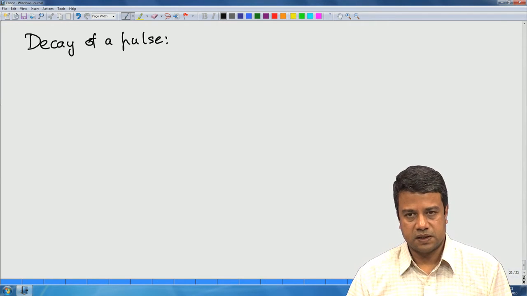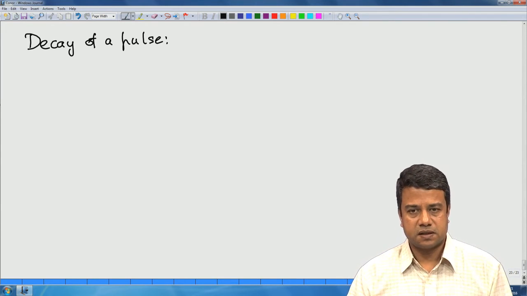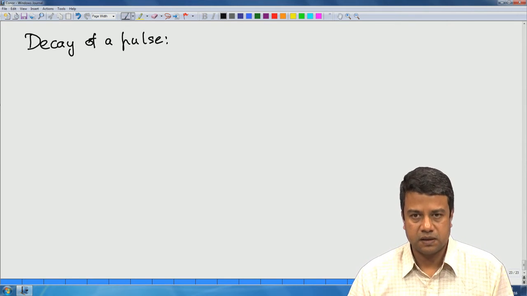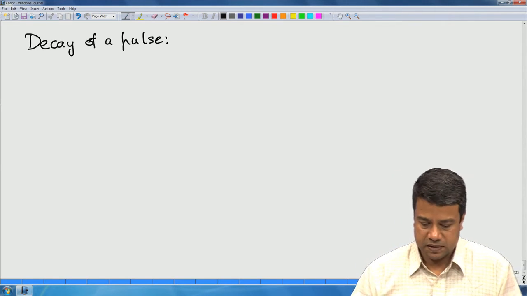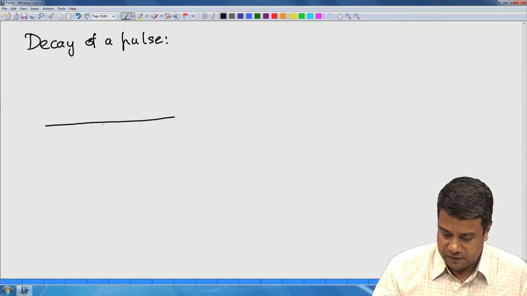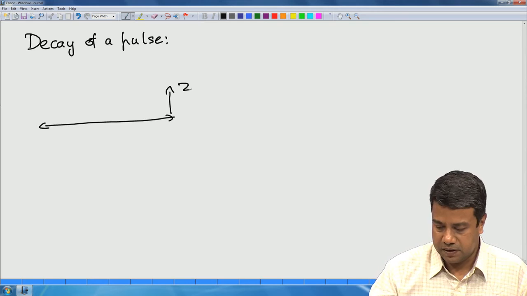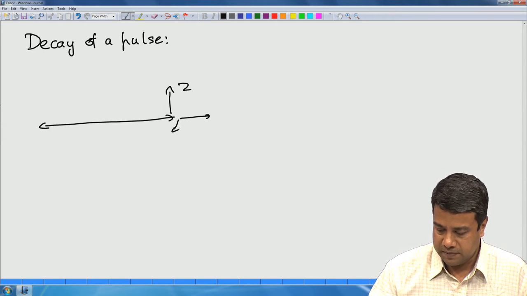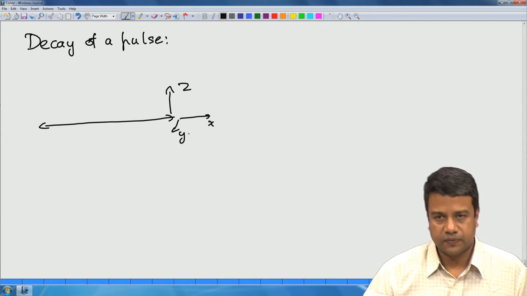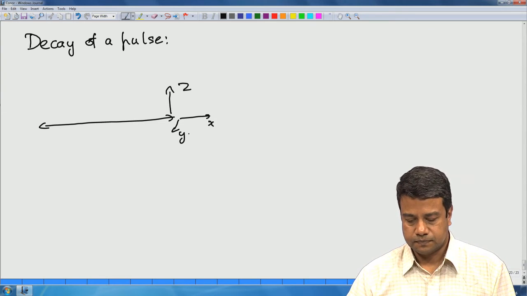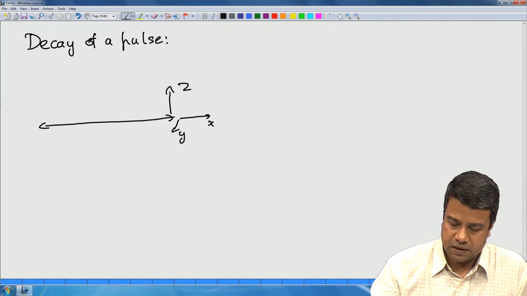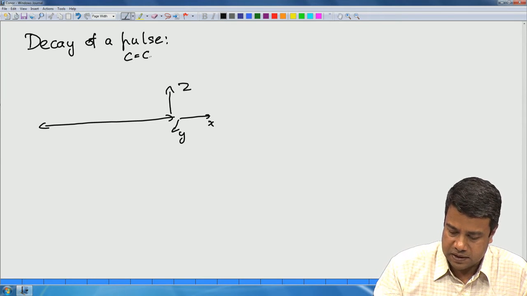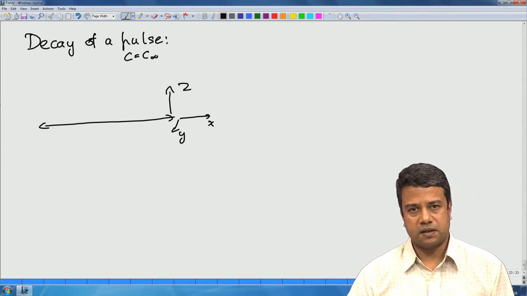Physically, what does it represent? I will first discuss this problem in one dimension, and then I will go on to 3 dimensions. So, I have this z coordinate perpendicular to the xy plane. This is an infinite fluid. The concentration C is equal to C infinity everywhere initially.